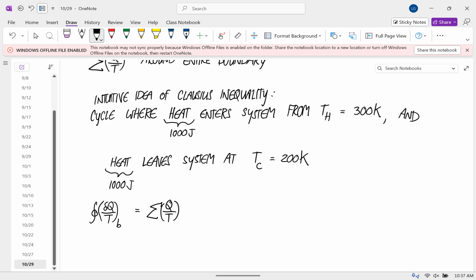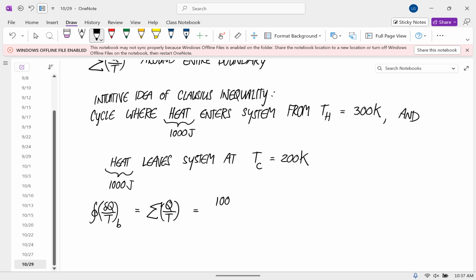Okay, so now let's calculate this. What's the sum of the heats divided by the temperatures? And we're going to use the first law sign convention. So the heat coming in, what's Q?